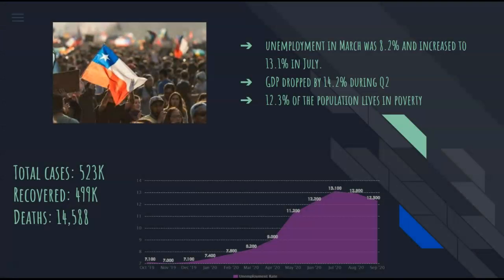Unemployment in March was 8.2% and increased to 13.1% in July. GDP dropped by 14.2% during quarter two, and 12.3% of the population currently lives in poverty due to COVID. The number of total cases is 523,000. The number of recovered is 499,000, and the number of deaths is 14,588. The chart on the bottom shows the unemployment rate and where it began in March 2020, the onset of COVID, towards September 2020.